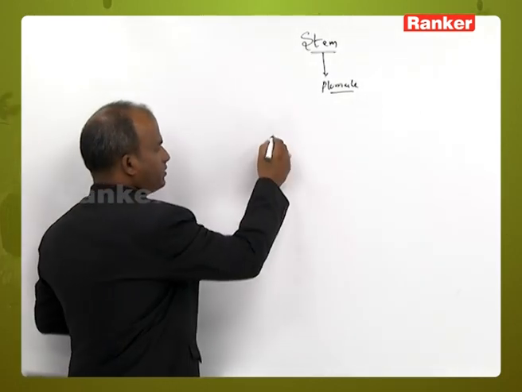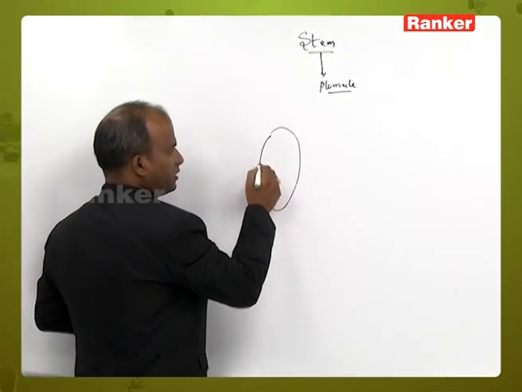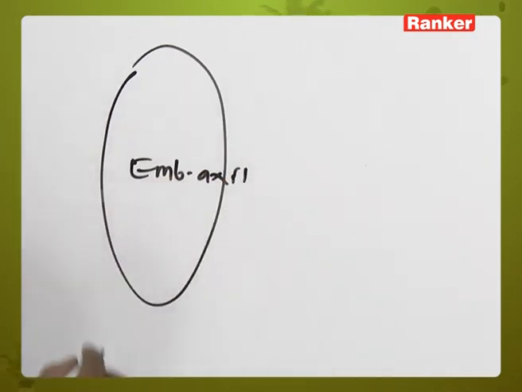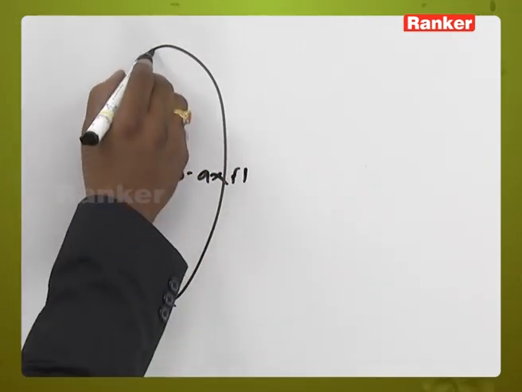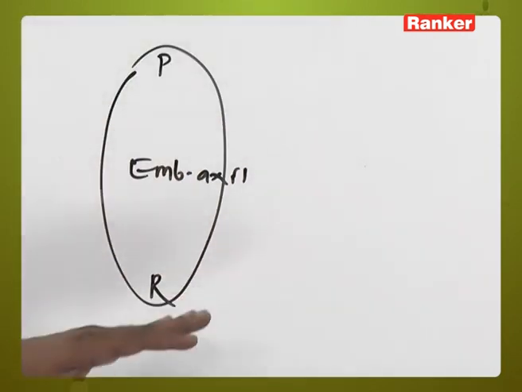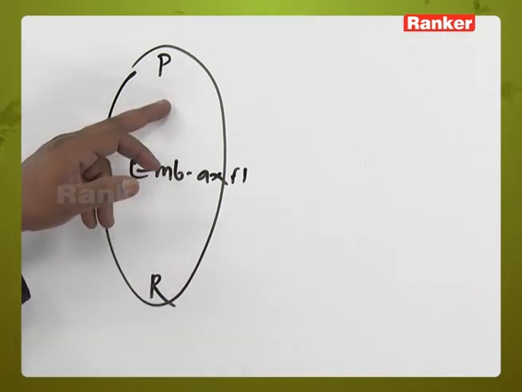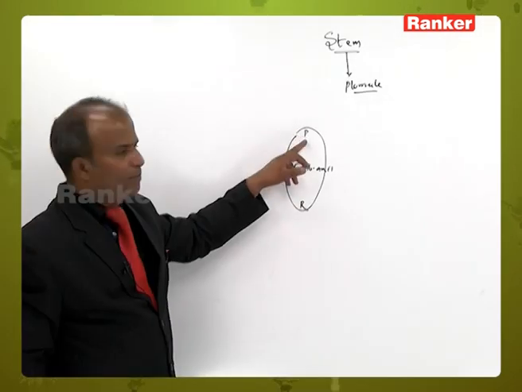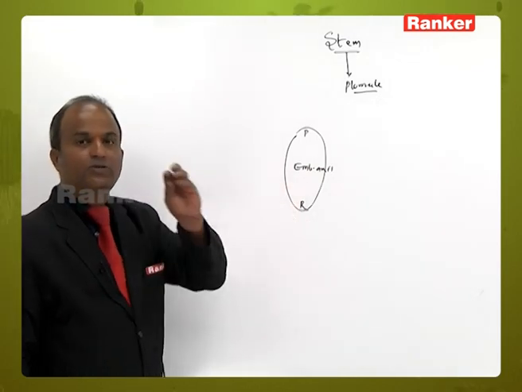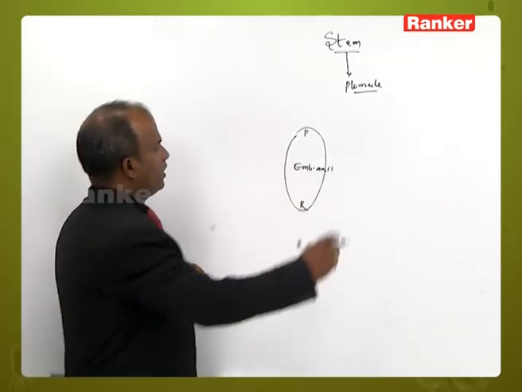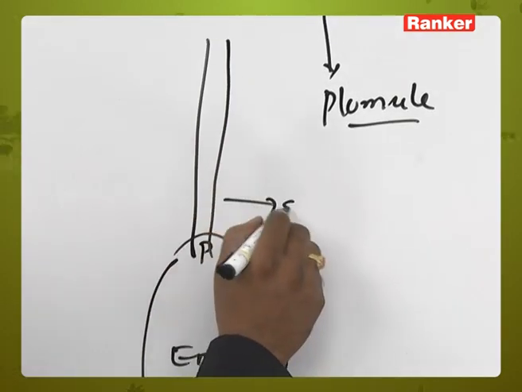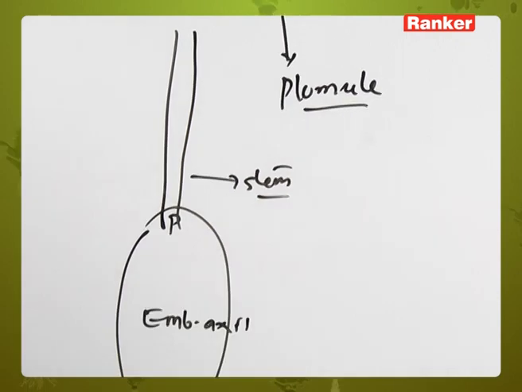Think this one is the germinating seed, this one is the embryonal axis, this one is the radicle, and this one is the plumule. Now can you tell me, is the stem developing from the radicle or from the plumule? The stem develops from the plumule only. As you already know, from the radicle the root system develops. So here the plumule develops into the stem.